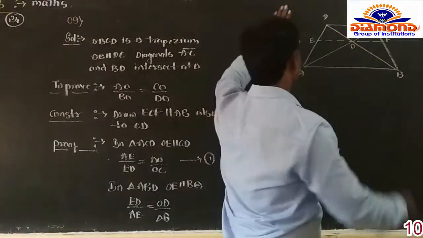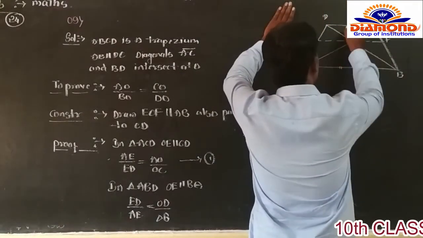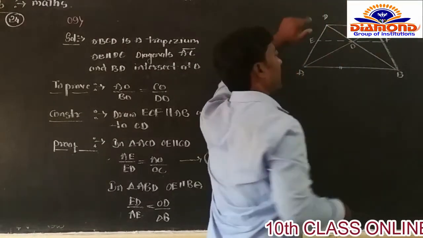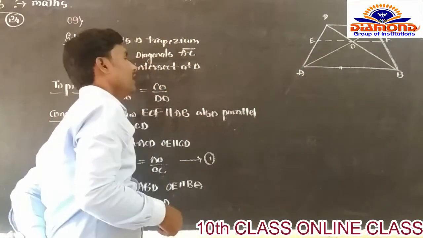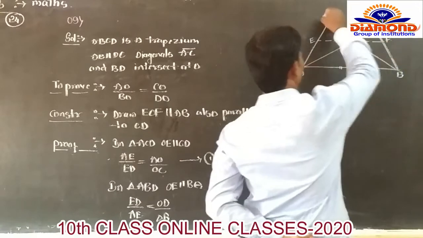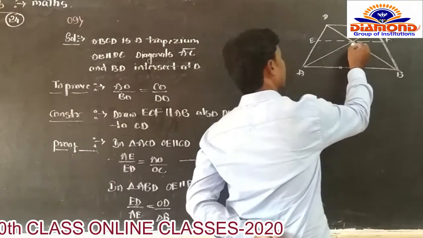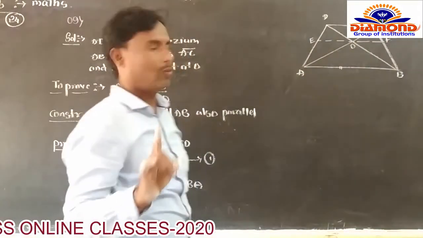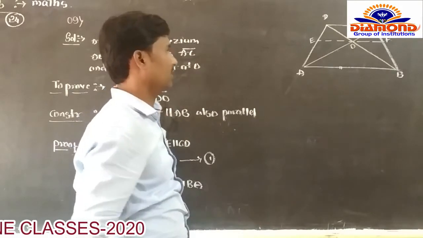ABCD is a trapezium. AB is parallel to CD. Parallel lines hai. Then here two diagonals are there: AC is one of the diagonals and BD is one of the diagonals. Both intersect at the point O.